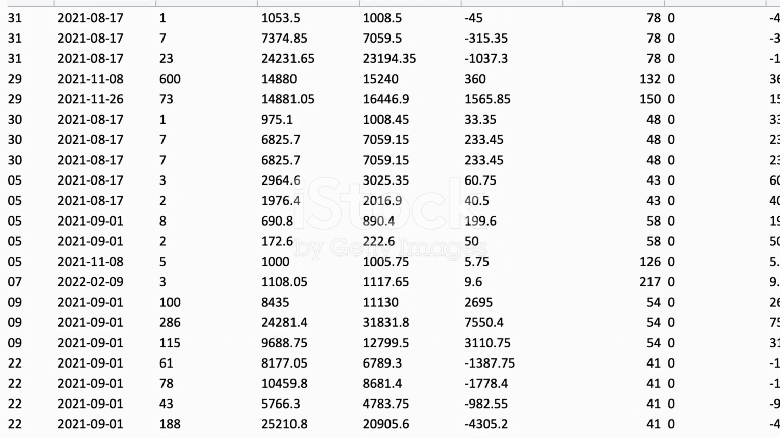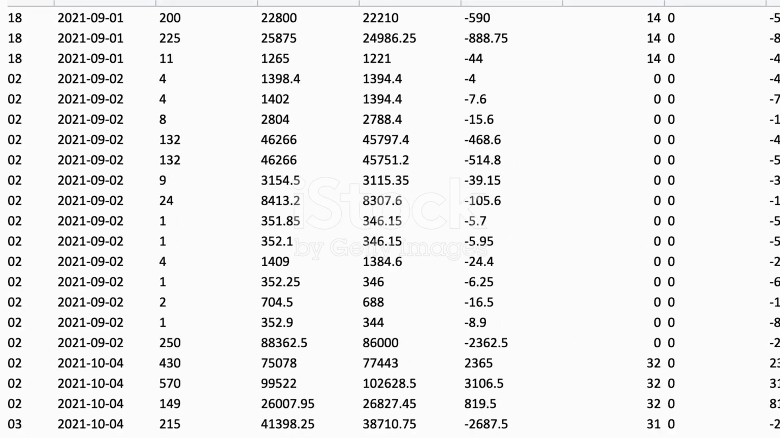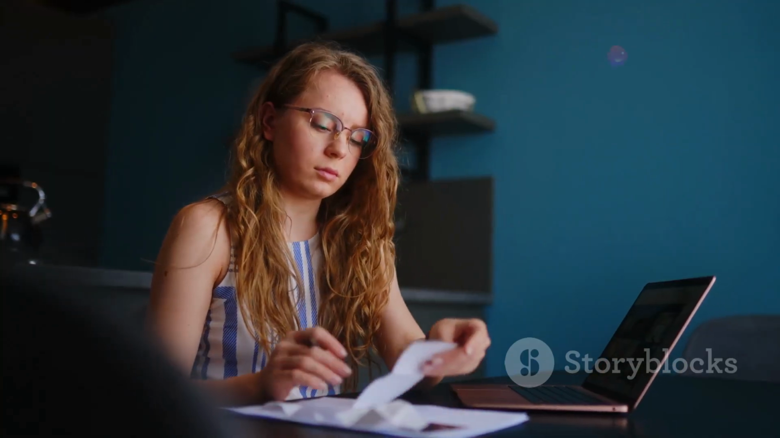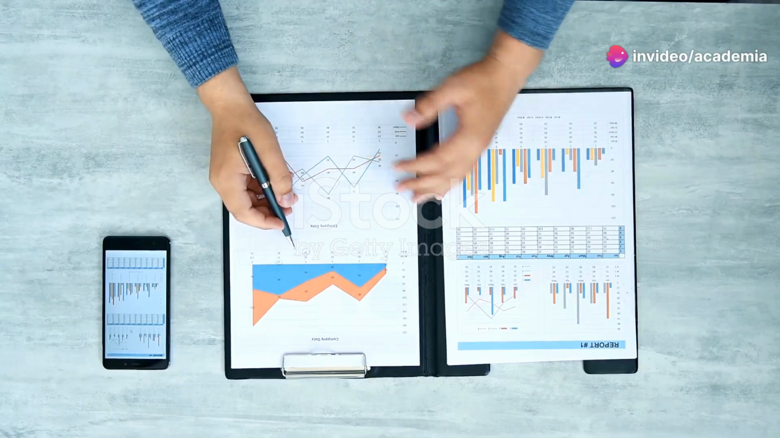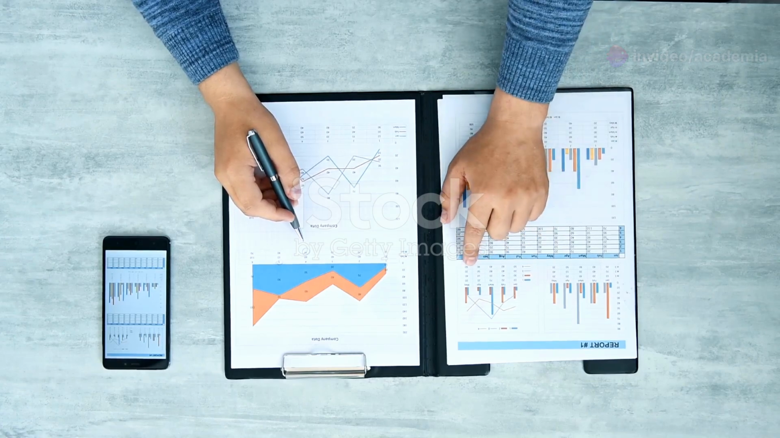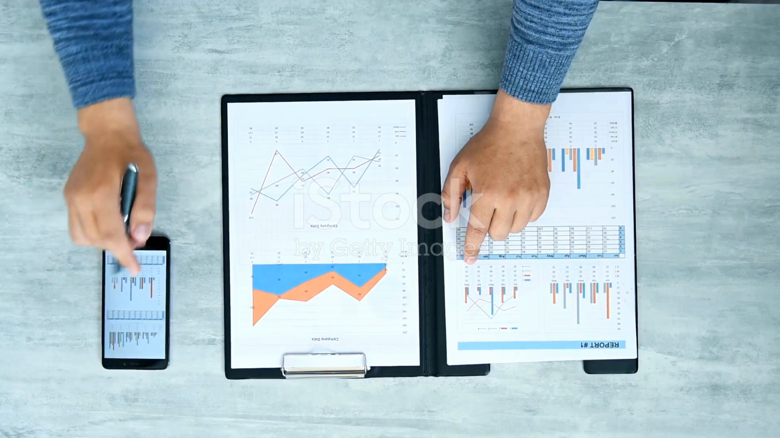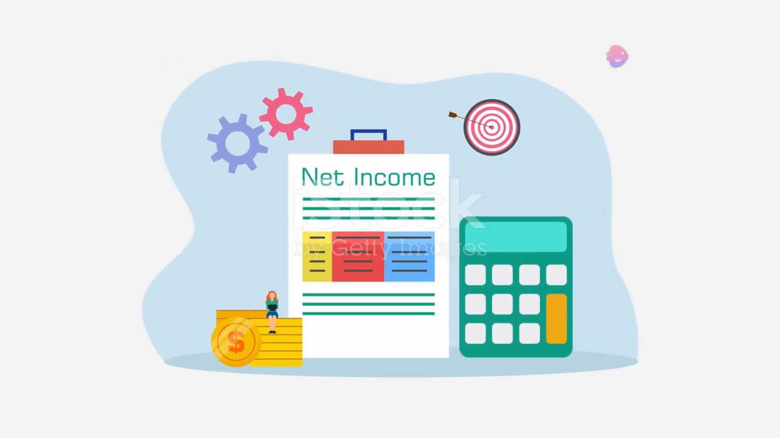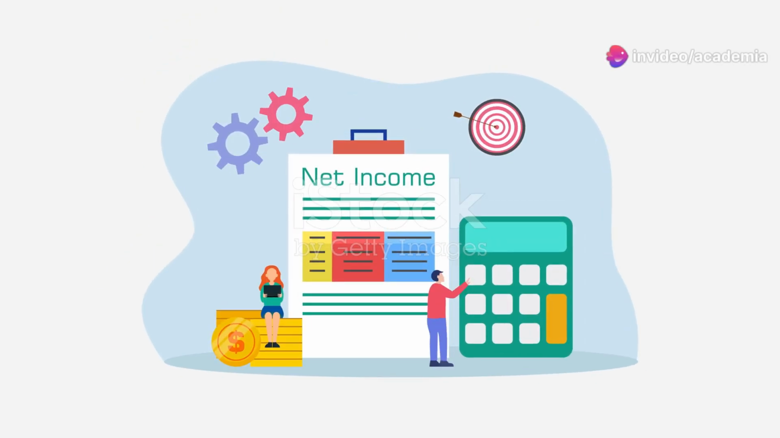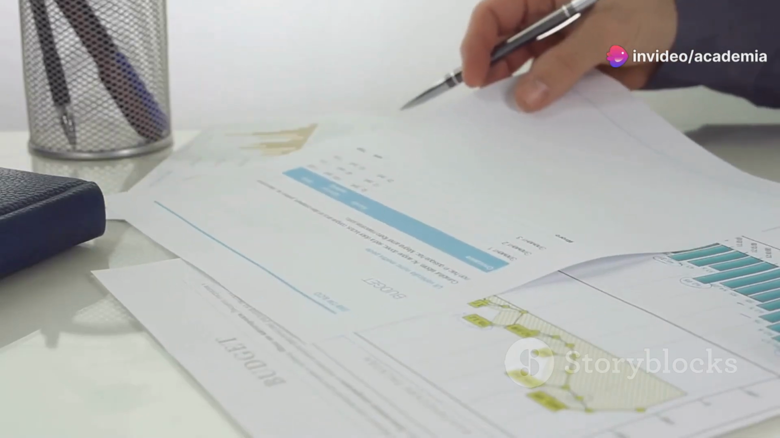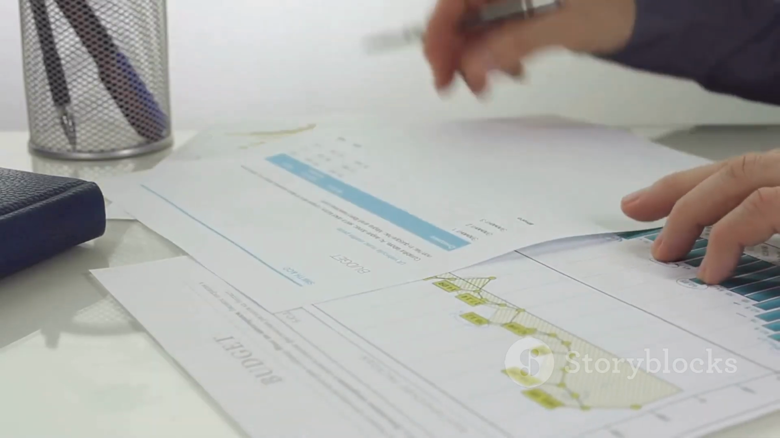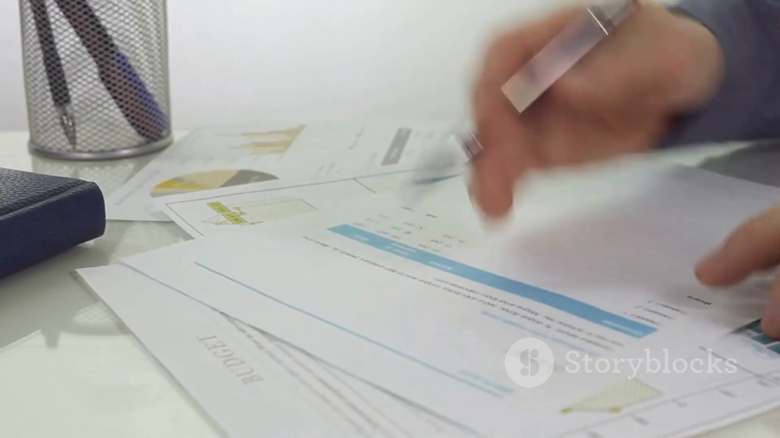The income statement, also known as the profit and loss statement, details a company's revenues and expenses over a specific period, typically a quarter or year. It starts with the total amount of money brought in from sales and then subtracts the costs involved in generating those revenues. The final figure, known as net income, shows what the company has earned or lost during the period. This statement is crucial as it provides a clear picture of a company's operational efficiency.